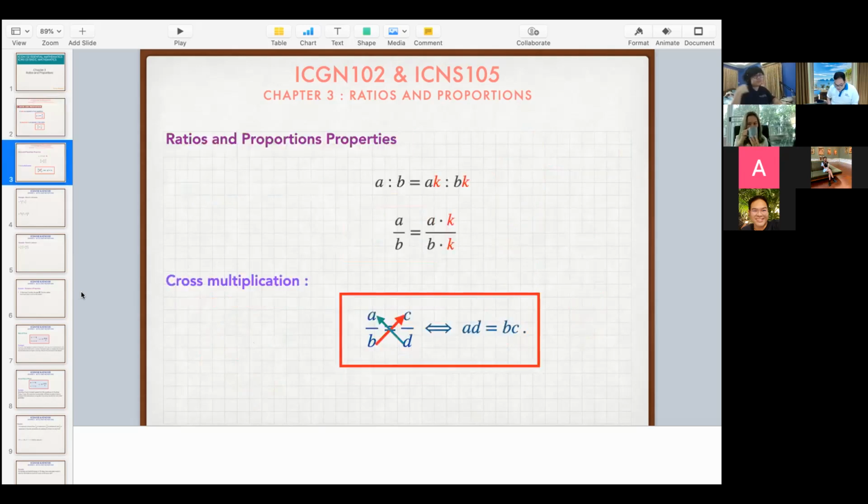Next, when we talk about ratios and proportion, for the ratio a and b, when you multiply by a constant value, for example k, to both sides of the ratio, the ratio is still the same. On the other way around, if you take some value out from the ratio, those ratios are still the same. For example, if you have ratio 6 and 8.